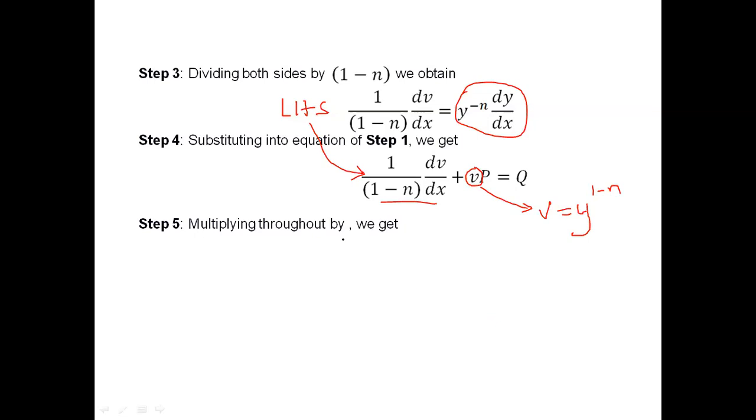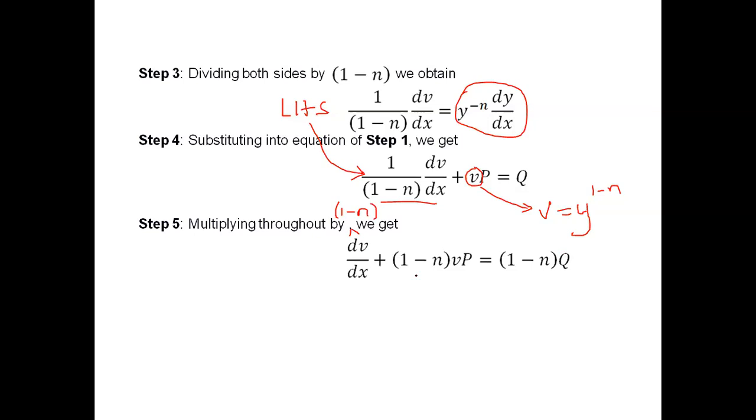So multiplying throughout by 1 minus n here, I don't know why some of these are not displaying. Multiplying throughout by 1 minus n, we'll get this equation.